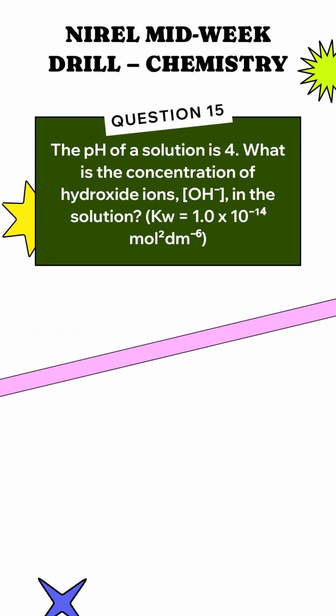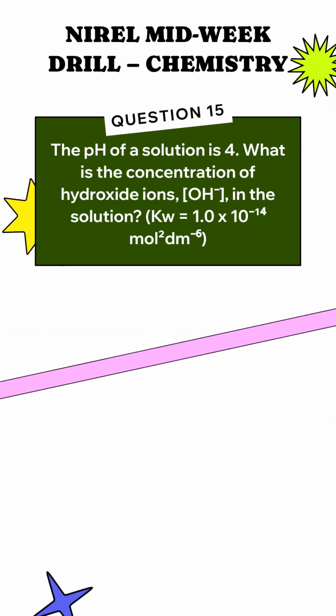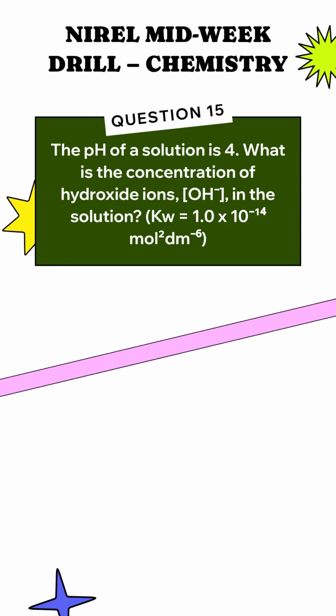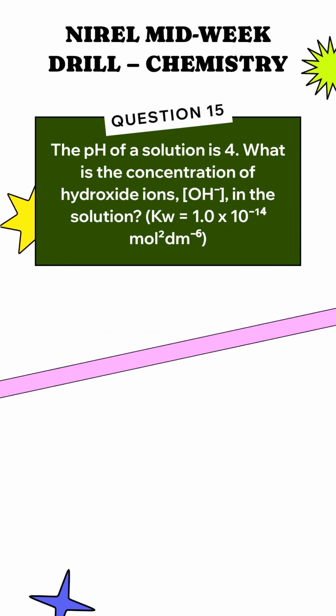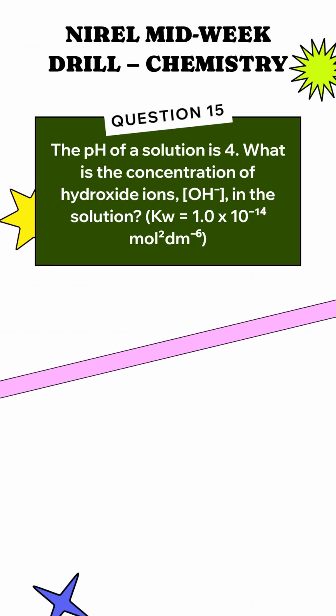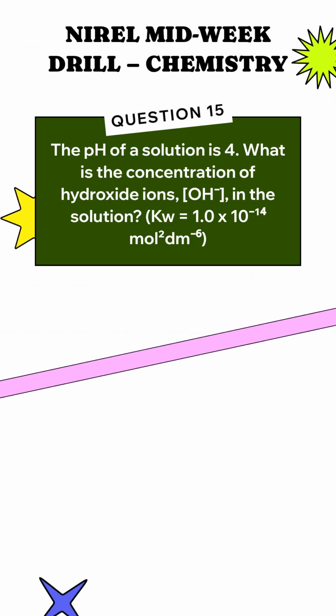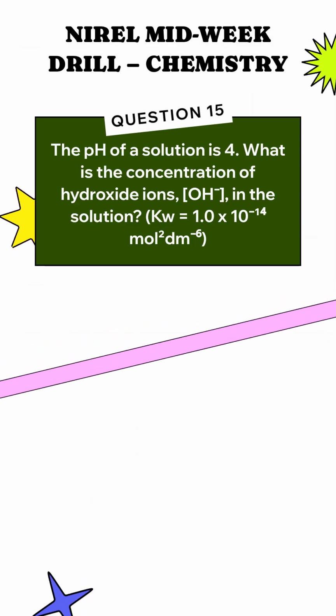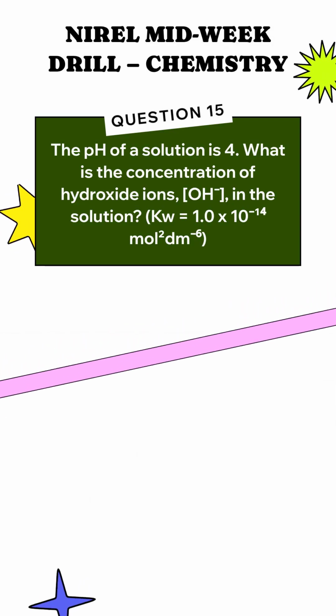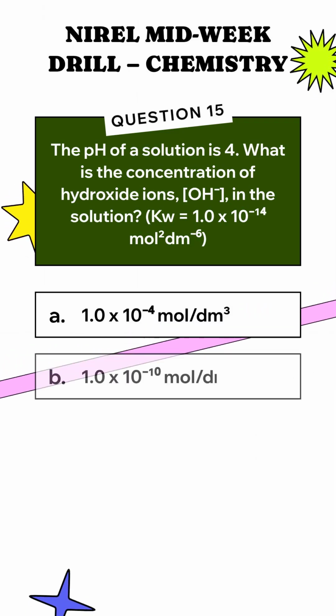The pH of a solution is 4. What is the concentration of hydroxide ions, OH-, in the solution? Given Kw equals 1.0 times 10 to the power of negative 14 moles squared per decimeter to the power of negative 6.